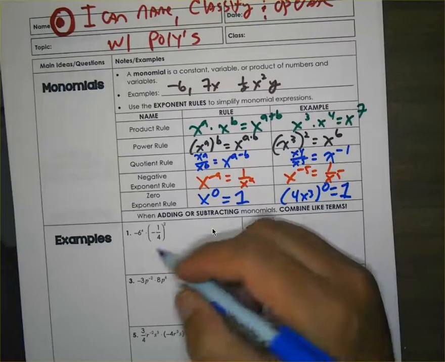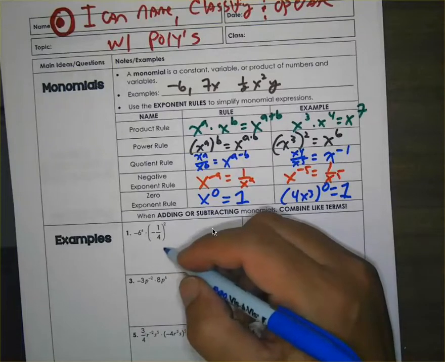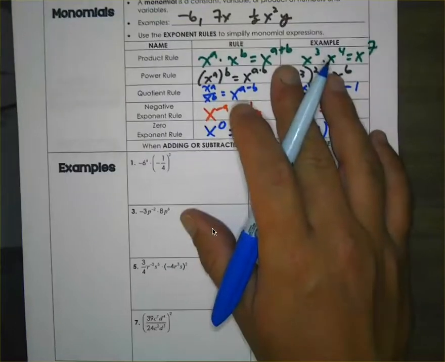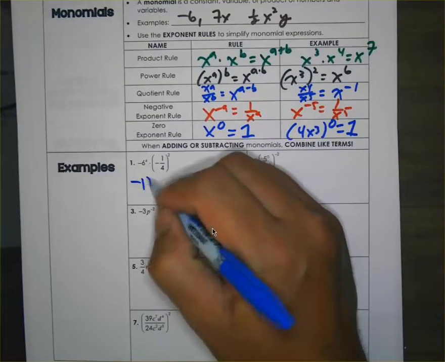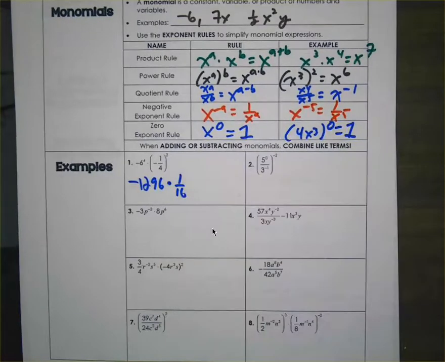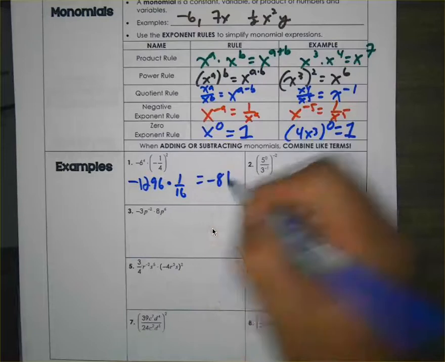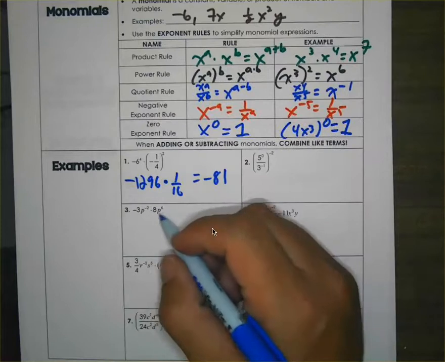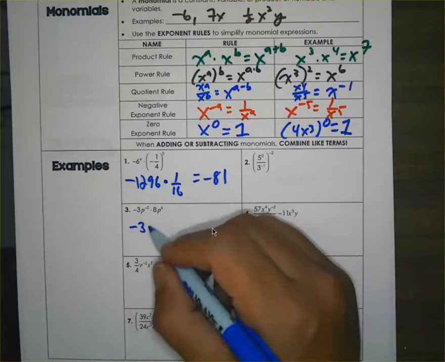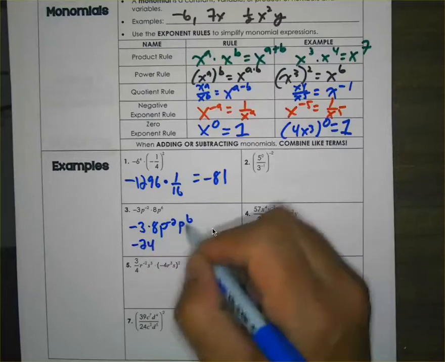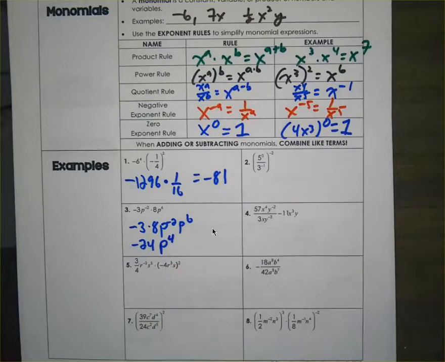If you take -6 to the 4 times -1 over 4 squared, first I'm going to punch -6 to the fourth power in my calculator. -6 to the fourth power is 1296 times 1 over 16, and that reduces to 81. You see that? Next one, number 3: -3b to the -2 times 8p to the 6. -3 times 8 is -24, and these have the same base, so you add the exponents: p to the fourth power. All right, so that's pretty simple.